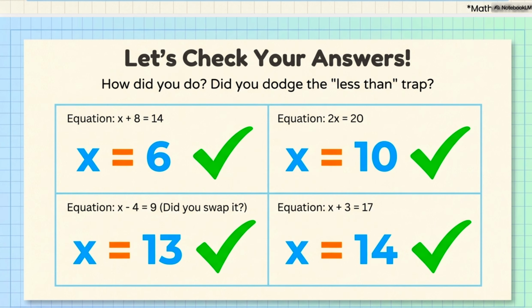Let's check the answers. For a number plus 8 is 14, the answer is x equals 6. For twice a number is 20, the answer is x equals 10. For 4 less than a number is 9, the answer is x equals 13. And for 3 more than a number is 17, the answer is x equals 14. If you missed one, go back and check your translation first before worrying about the algebra.